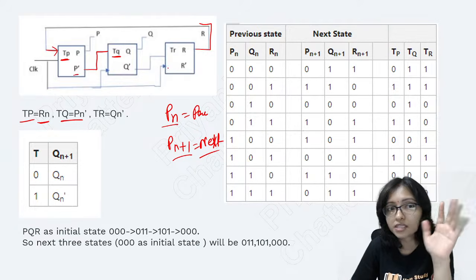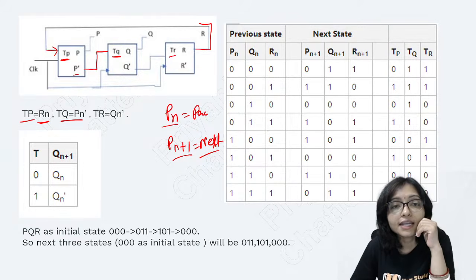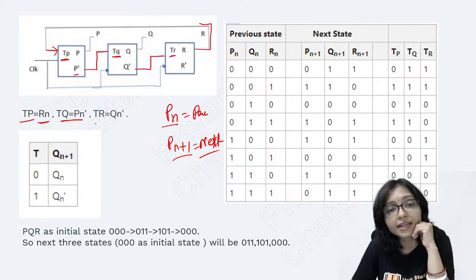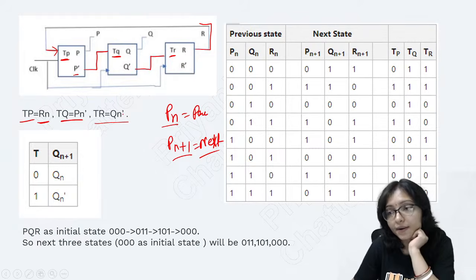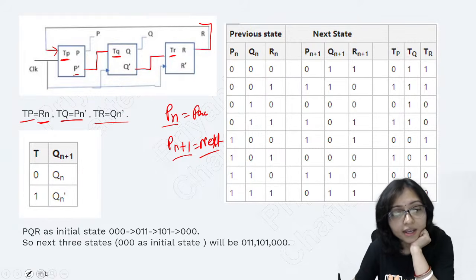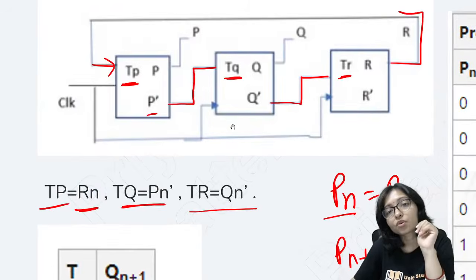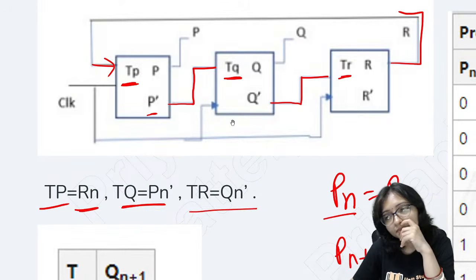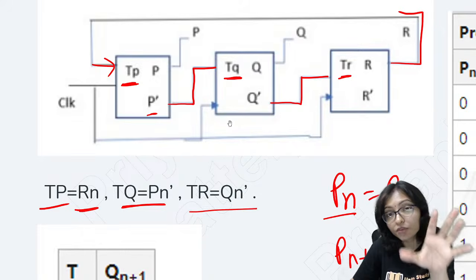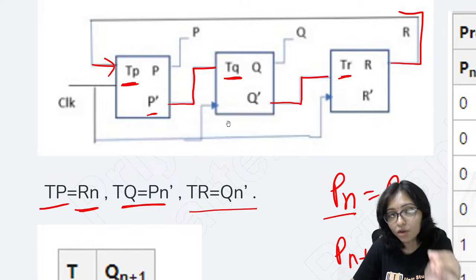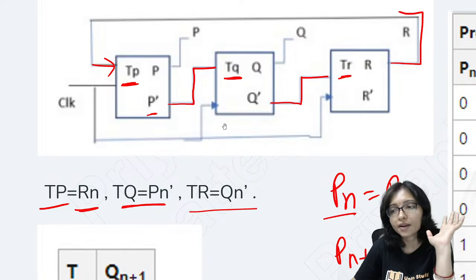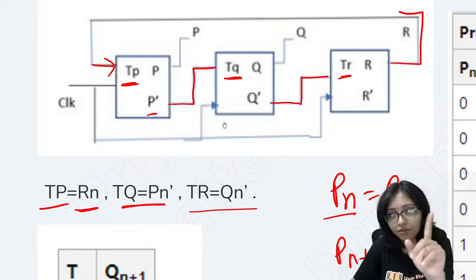Okay, everyone concentrate. Here TR is coming from Q bar. That's why TR is Qn bar. Is this part clear? How is this working? First of all, this is important. What is the value of TP? What is the value of TQ? And what is the value of TR? This is the most important first thing. You have to understand this.